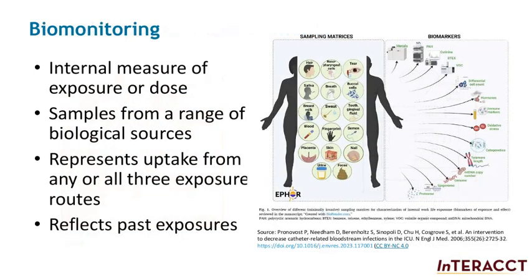Biomonitoring provides an internal measure of exposure or dose, depending on the marker. The biomarker level is a cumulative exposure, meaning it reflects uptake through all routes of exposure. Biomonitoring involves taking samples from biological sources, including the sources shown in the figure on the right, such as blood, urine, sweat, and fingernails. It's a lagging indicator, telling us about the exposures that have occurred in the past. Depending on the chemical in the marker, it may reflect exposures in the very recent past, such as minutes or hours, or it may tell us about exposures that have occurred over months or years.